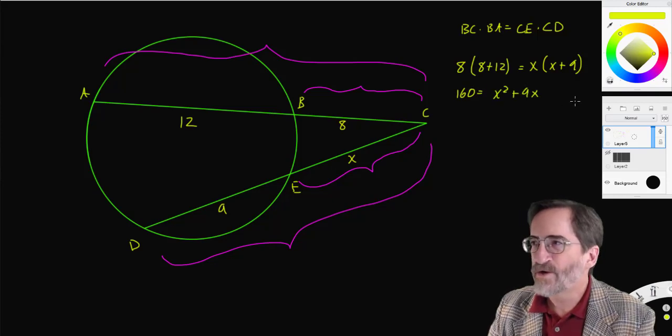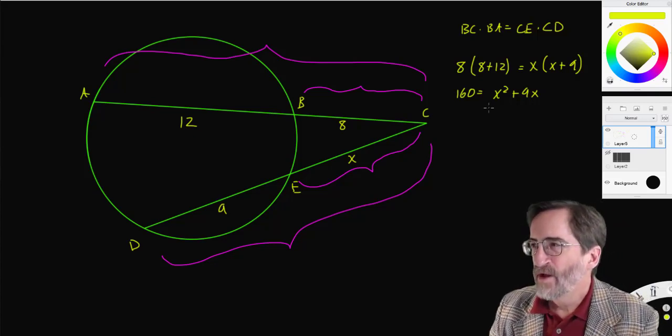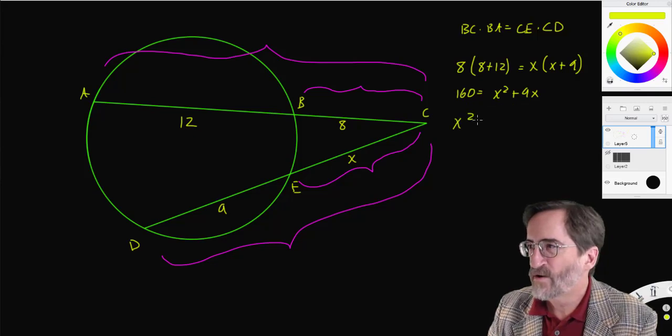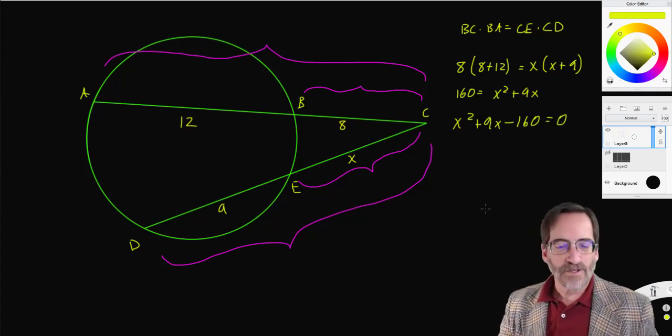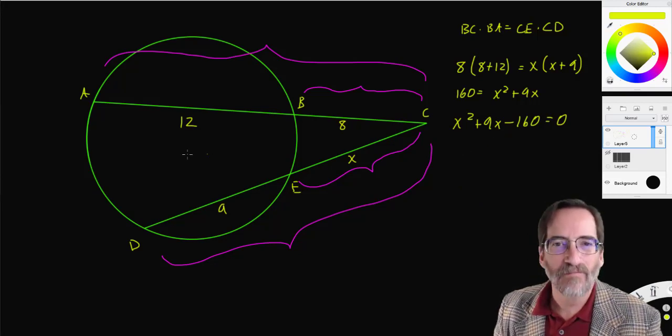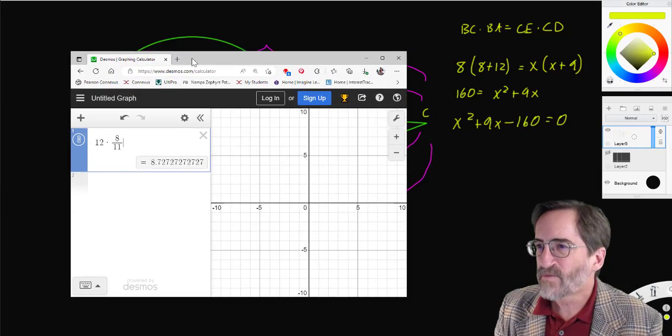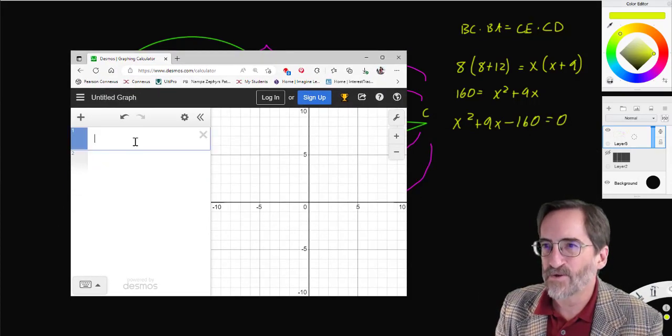We get a quadratic, and that's not unusual in these problems. So we're going to now subtract 160. x squared plus 9x minus 160 equals 0. And I'm just going to use the quadratic formula. You can try to come up with factors of 160 whose difference is 9. You may or may not find one. I'm going to go to Desmos here, and I'm going to use Desmos. Here's how I like to do the quadratic formula.